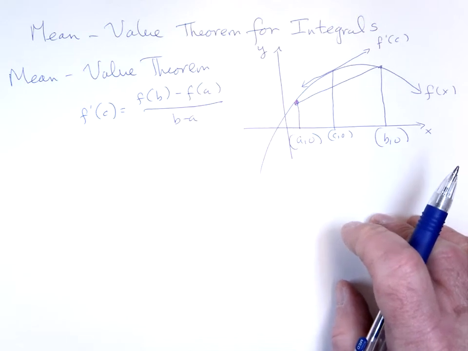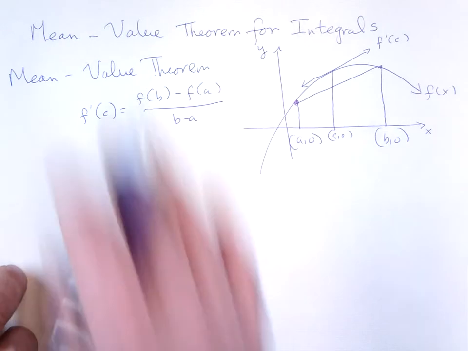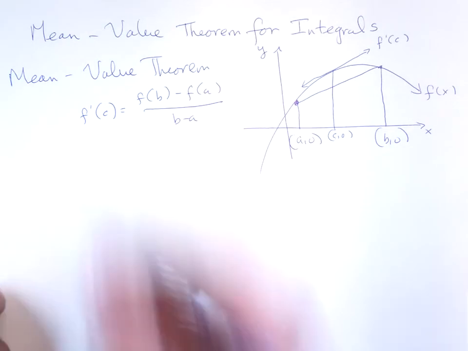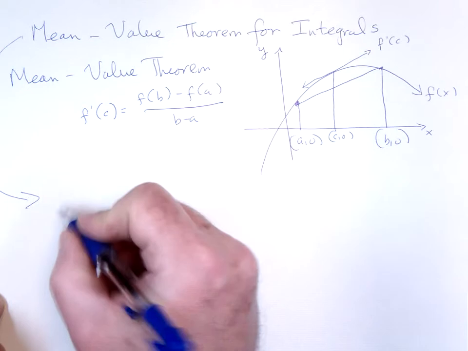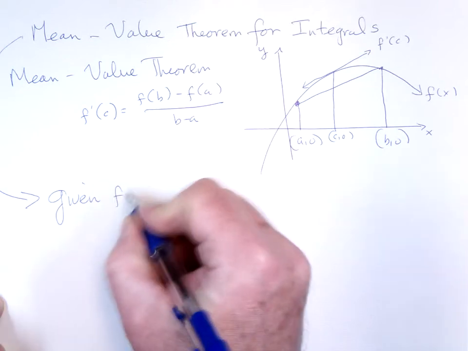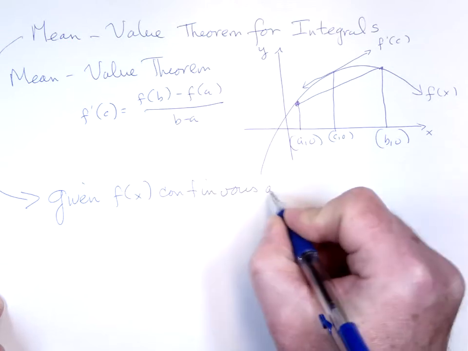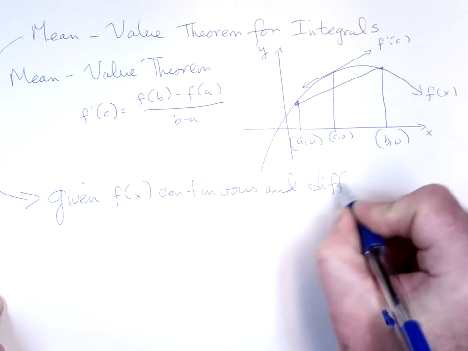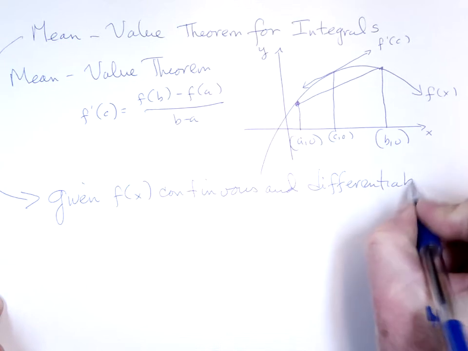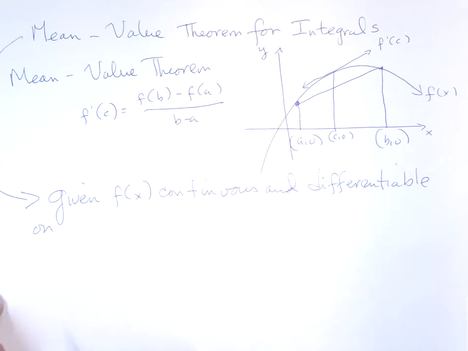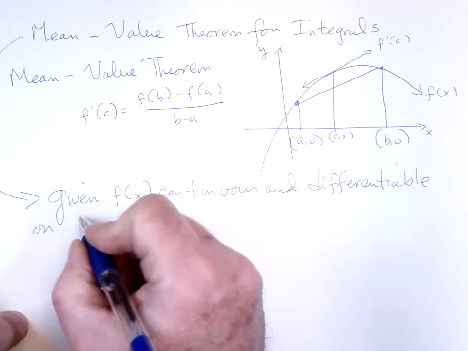That's what it said. Well, we're going to do something a little bit different. We're going to do the mean value theorem for integrals. So let's do that. We're going to be given f of x, continuous and differentiable. And you're not going to be responsible for the proof, obviously. I'm not going to ask you to do a proof on the test. But what I do want you to do is see if you can follow it and understand it. Okay, that's what I'm after. Continuous and differentiable on some interval from a to b.